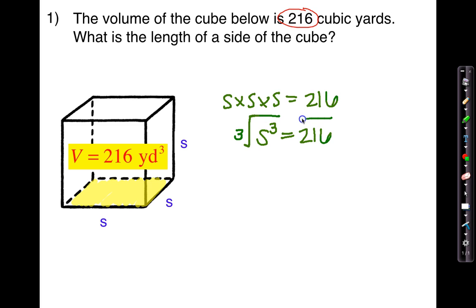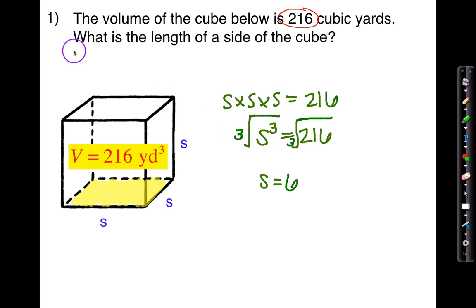So whatever you do to one side, I will do to the other. It's kind of tight there. So now the cube root of S cubed is just S. Now all I need to do is figure out, okay, what times itself 3 times is going to give me 216. Hopefully if you look back at the previous slide, you see that the answer is 6.